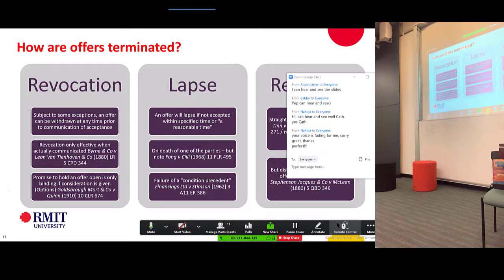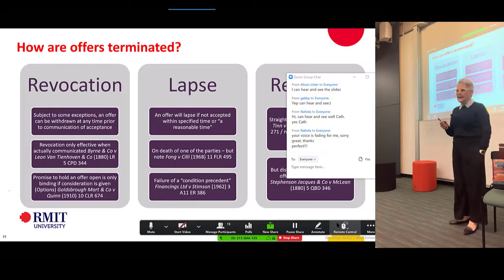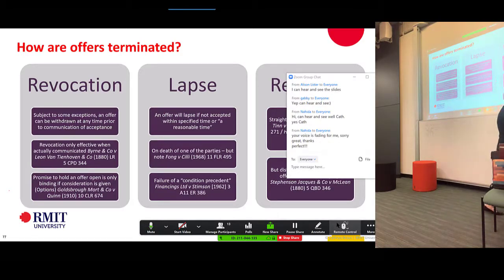So something that's going to deteriorate or disappear very quickly will have a different period of time than an offer to sell gravel, which is basically not going to change in any particular way very quickly. Offers can also lapse if the offeror dies.